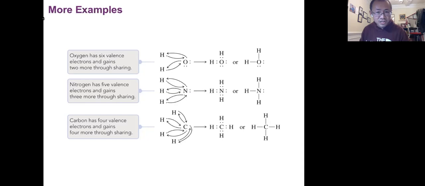One oxygen atom needs two hydrogen atoms to make a molecule. Why? Because oxygen is a group 6A element. It has 6 valence electrons. If it has 6 valence electrons, that means what? It needs 2 more to satisfy the octet rule. So 2 hydrogens, 1 hydrogen has 1 electron. So each hydrogen donates 1 electron to share with the oxygen. Then you can see everybody is satisfied.